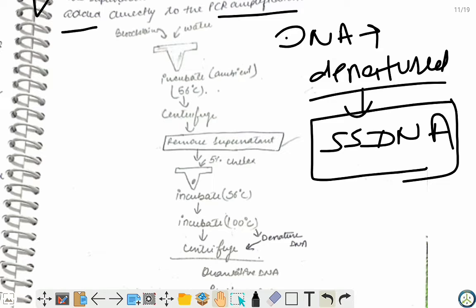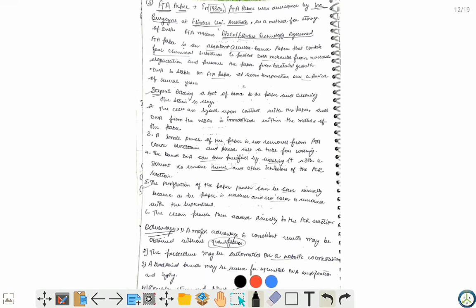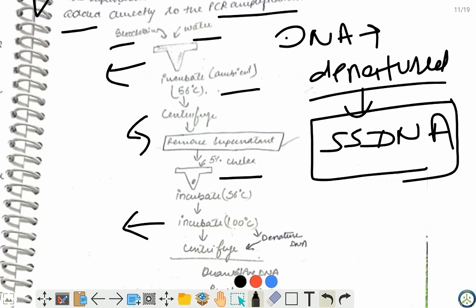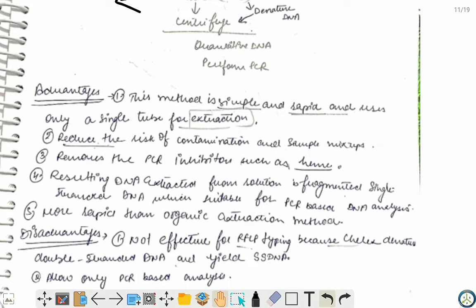So first of all we have to take a vial. Then we have to add the blood stain and the water. Okay, this is the washing step. Then we have to incubate at 50-60 degrees, then centrifuge, then remove the supernatant, then add the 5% Chelex. After that we have to incubate at 100 degrees centigrade, and after that we collect the DNA. Clear.